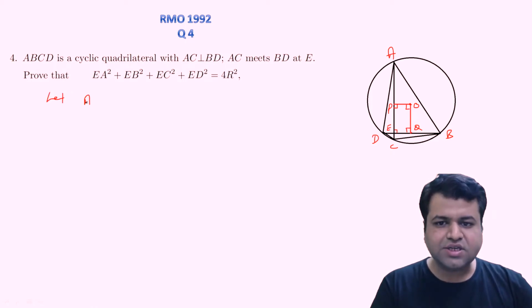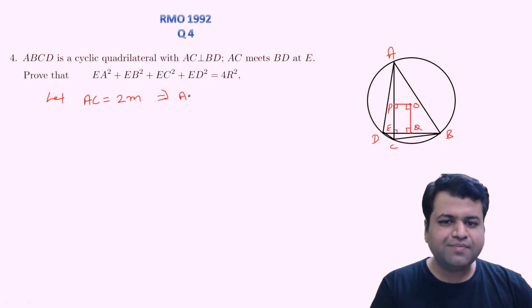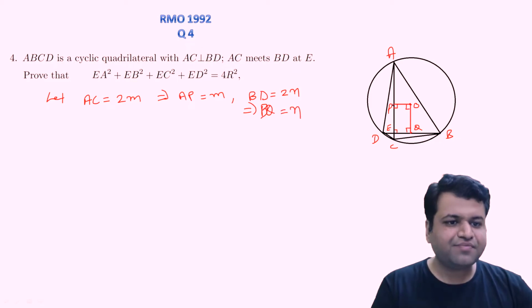So let's assume this AC is nothing but 2M. Why 2M? Because that will imply AP will be equal to M, right? And let's assume this thing, which thing? BD, right, BD to be equal to, let's say, 2N. So that will imply BQ will be equal to N, right?